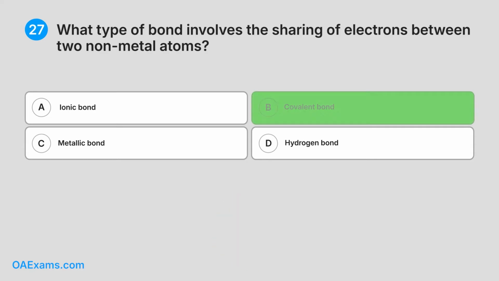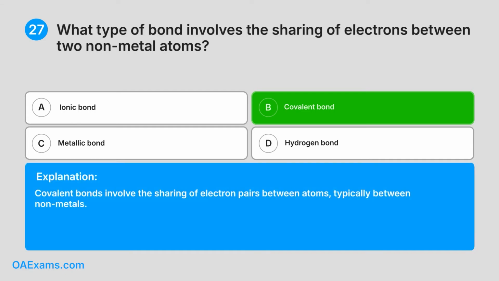Correct answer. B. Covalent bond. Explanation. Covalent bonds involve the sharing of electron pairs between atoms, typically between non-metals.